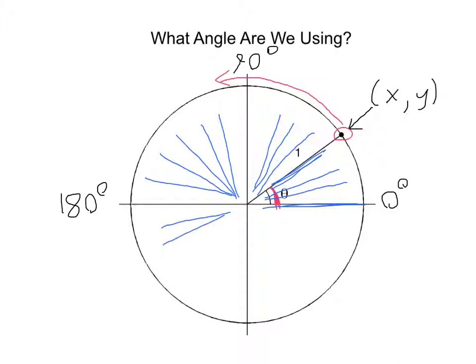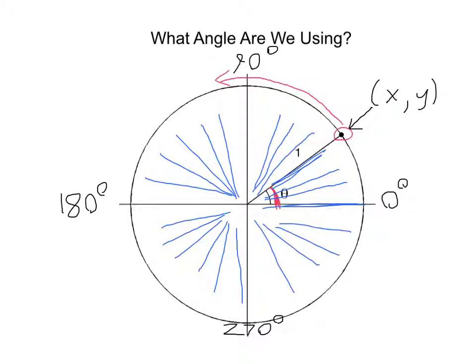190, 200, 210, and so on until you do another 90 degrees. And down here, you get 270 degrees. And again, you keep going, you bring that point further and further until you make a full circle and you get back to here at 360 degrees.